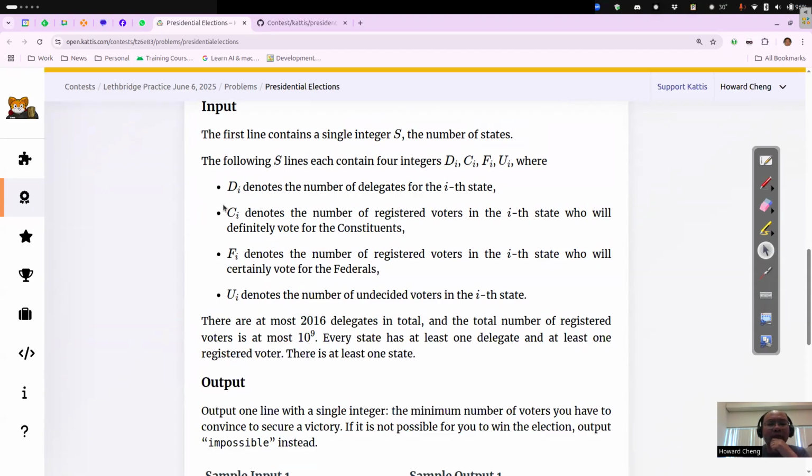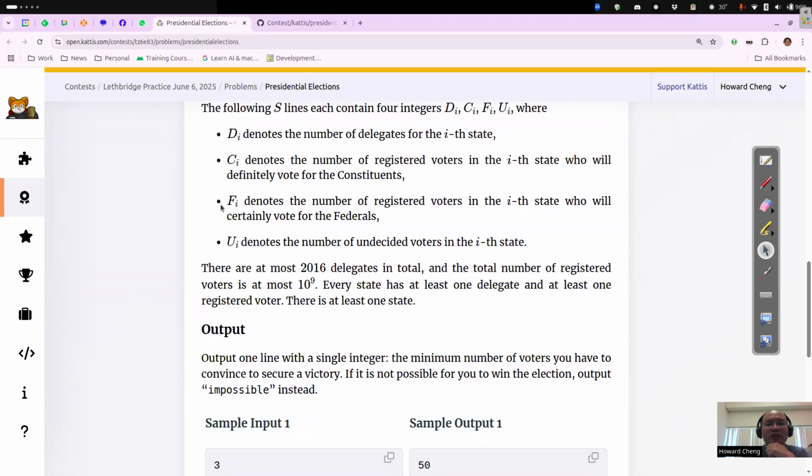and then there are two parties. There are some people who are always going to vote for C, some people who are always going to vote for F, and then there are some undecided voters. If you win that state, then you get D votes. You want to have more than the other party.